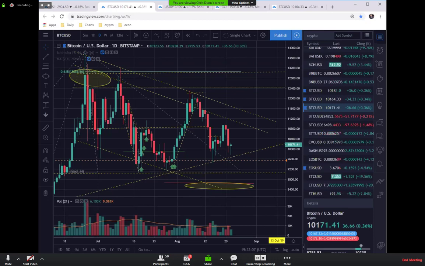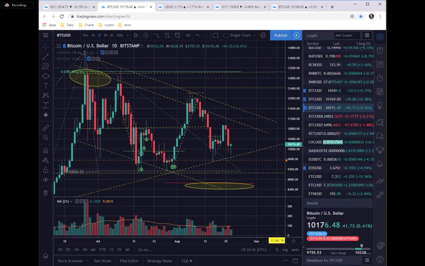Do you have a mobile app? Yeah, you can use TradingView. You could use Coinigy. You could use Coinbase. There are endless amounts of apps that you can have. And sometimes I'll set alerts on multiple apps just to be sure.